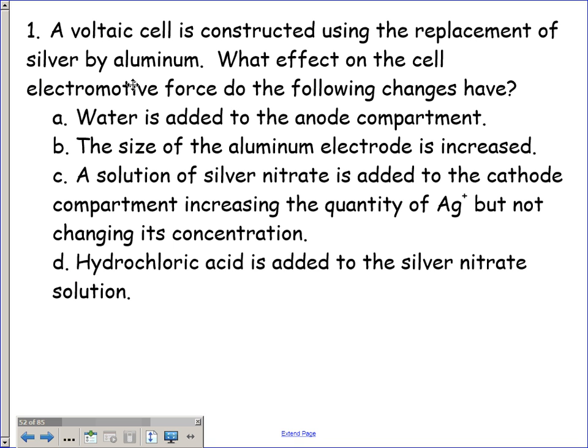Can we go over number 1? I was hoping you guys would be in a place where you could get through number 1 by yourselves. If you've written out your reaction, what's your reaction for number 1? 3 silver ions plus aluminum yield.